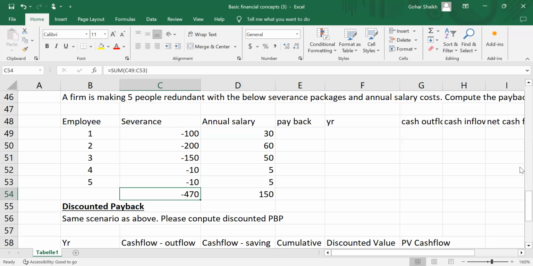Severance basically means the action of ending a connection. Severance pay is compensation that the company provides to an employee when their employment ends, typically because of layoff, downsizing, or even retirement. So they are making 5 people redundant.